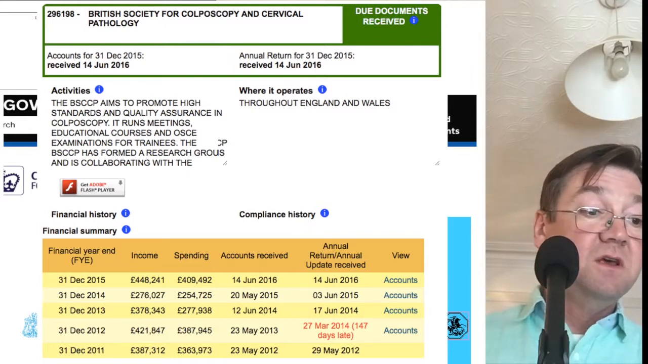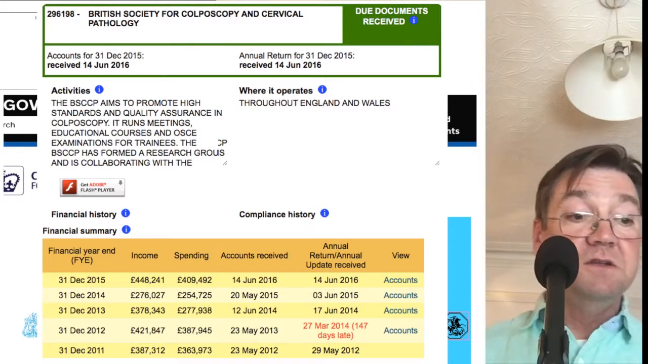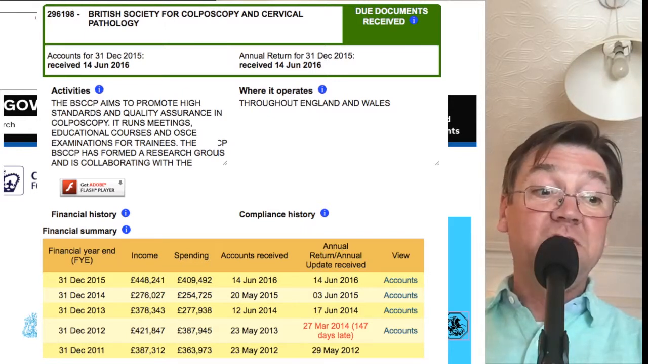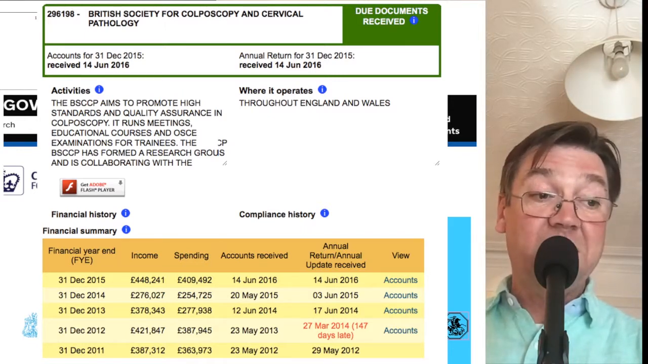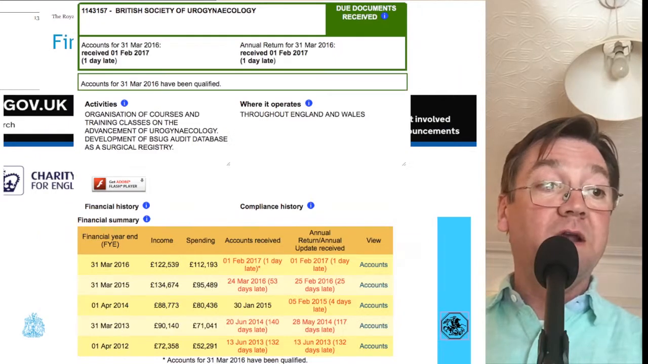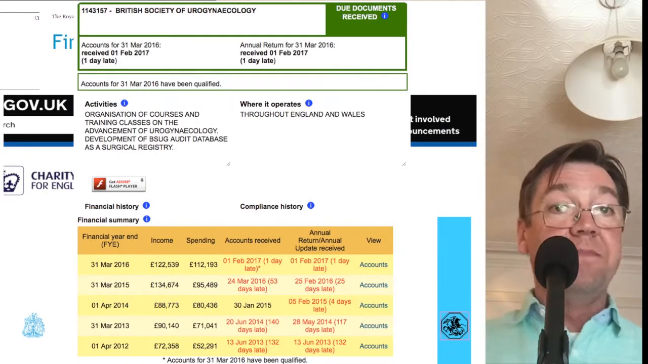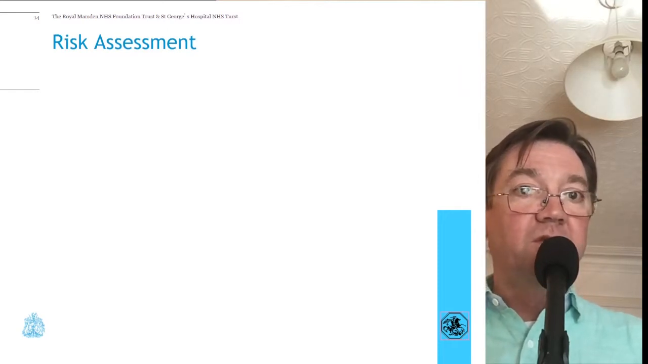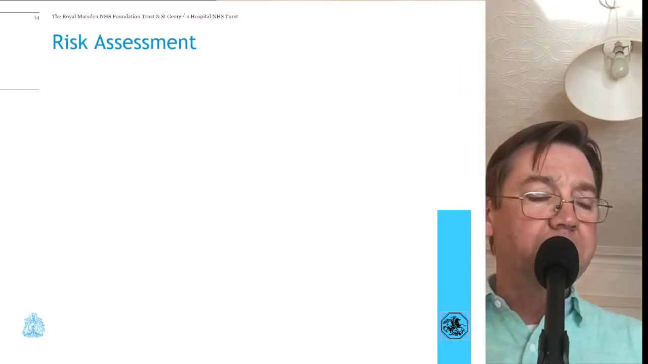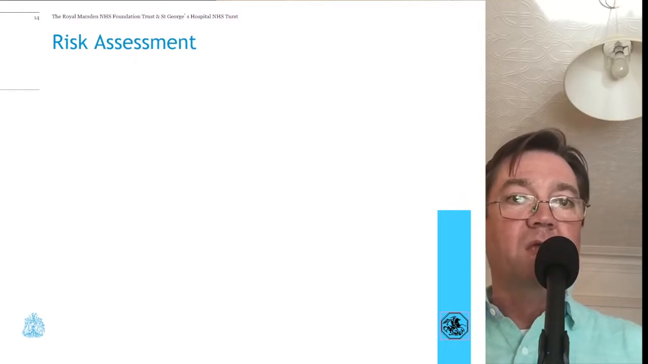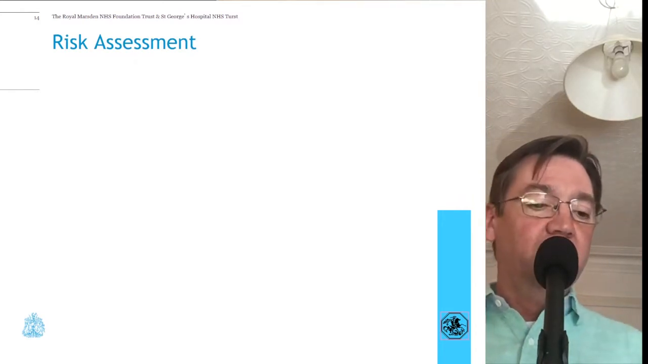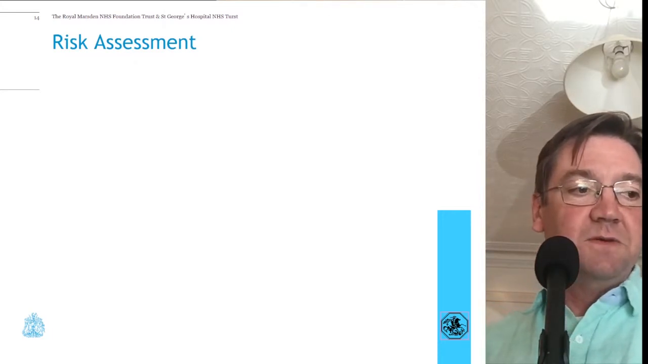You'll see that this society only submitted their accounts 147 days late in 2013, and there are some other charities that have got a lot more red next to them, and these are all gynecological charities, which are societies associated with the RCOG. I think you do need to be extremely careful about how we assess that. You need to have a risk assessment. You have to demonstrate that you're doing an annual risk assessment.